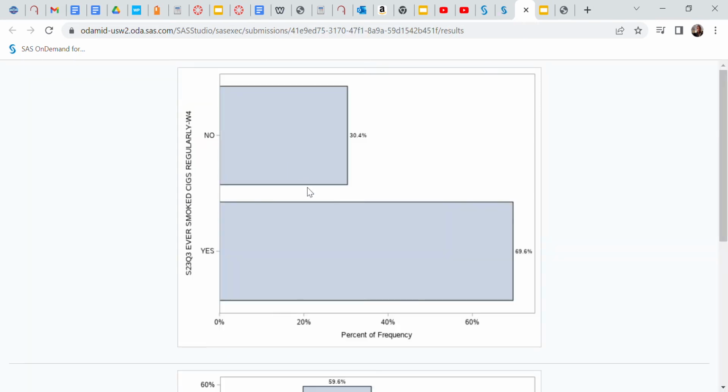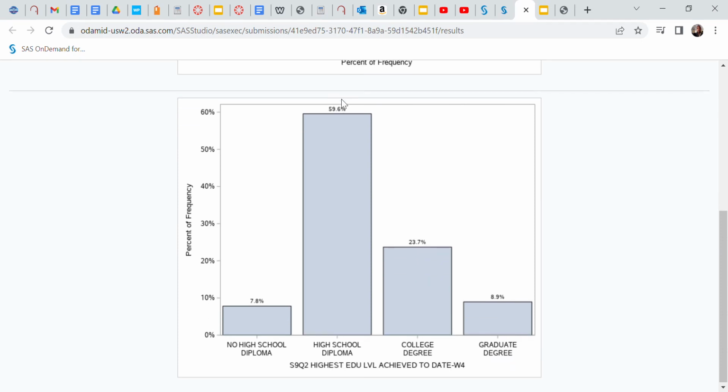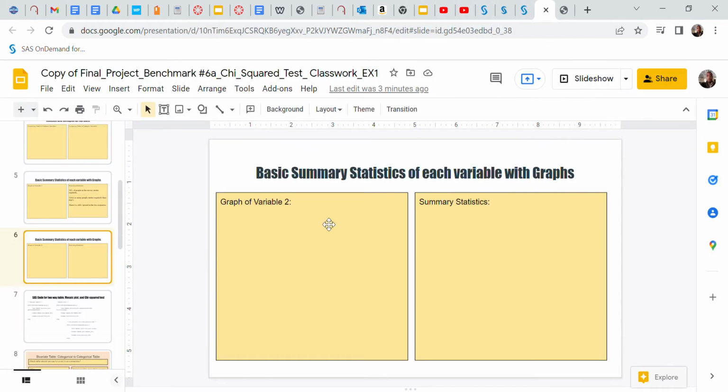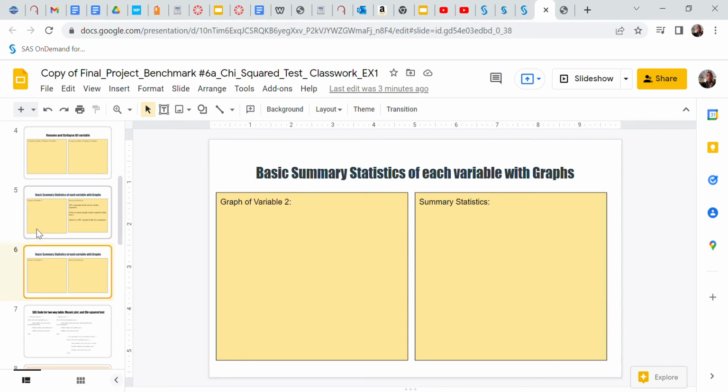All right. Cool. So we're going to describe that most people are smoking regularly in this data set, and most people in this data set are adolescents, or what they call adolescents, from 24 to 34. Obviously not what we consider adolescents, but I guess in 2008 this is what they were calling it. So you're going to put those nicely like you always do and do a great job. Put your variables there. Talk about it. Twice as many people smoke regularly than don't. The spread is 40%.